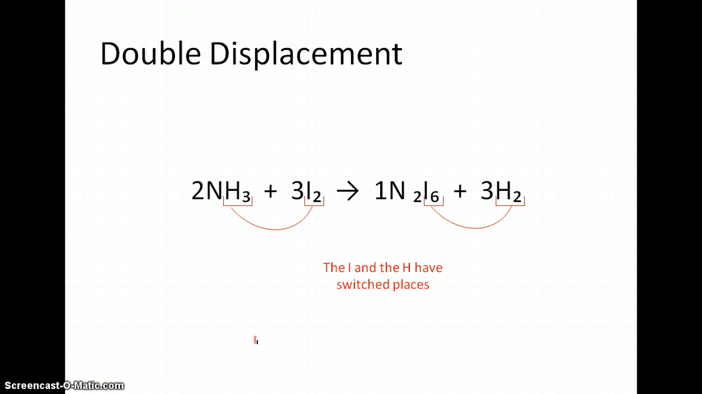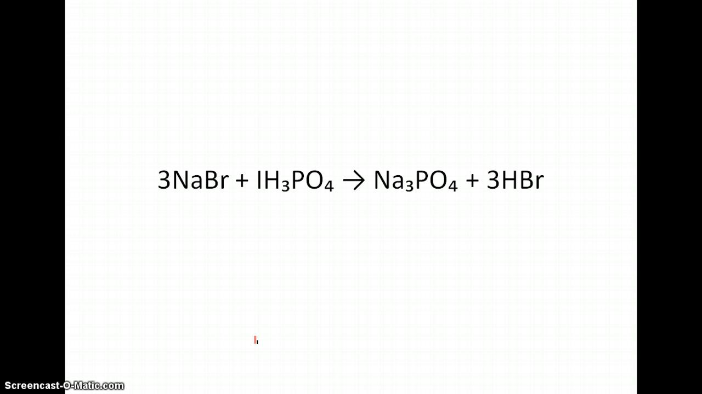So now that we know all the different types, let's look back at our previous equation. See how the Br, bromine, and the PO4, phosphate switch places, this means that our reaction is a double displacement reaction.